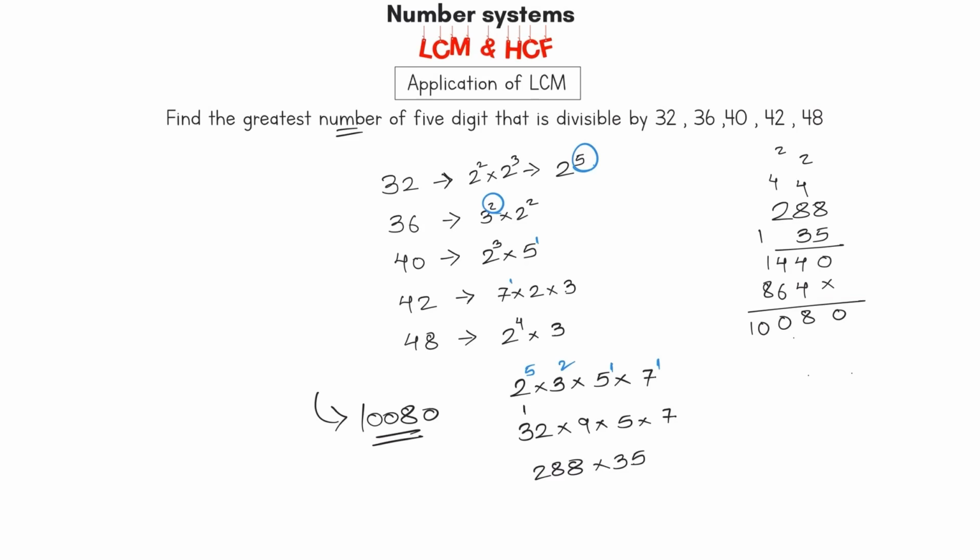Okay, now what do I need to find? The greatest number of 5 digits that is exactly divisible by this. So I'll keep 10080 here. And what is the greatest number of 5 digits? 99999. Right? That's what I'll write here. And then I'll just find it out to reach my answer, or else you can do it directly as well. You need the greatest number of 5 digits, right?